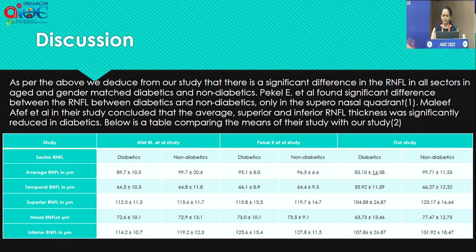Similar studies were conducted by Afif et al. and Pekel et al. And even they found that there was a significant difference, but in the Pekel study, there was a significant difference in RNFL only in the superior and the nasal quadrant. And in the Malif study, they found that there was a significant difference in the average, superior and inferior. They did not find much significant difference in the nasal and temporal.